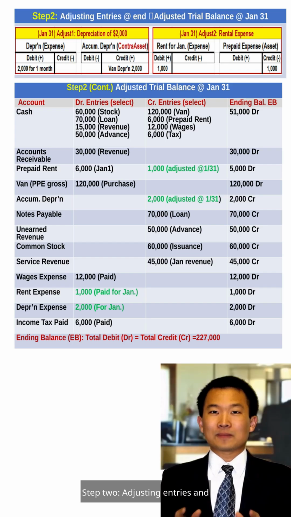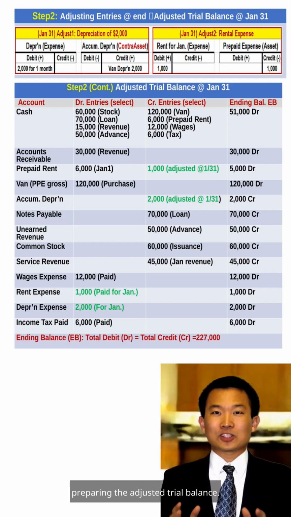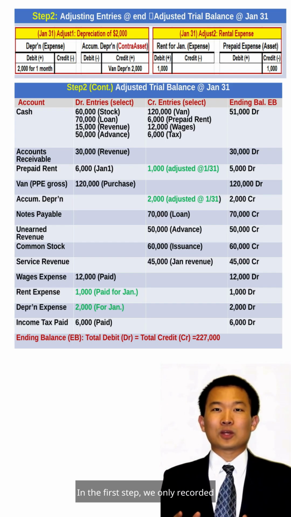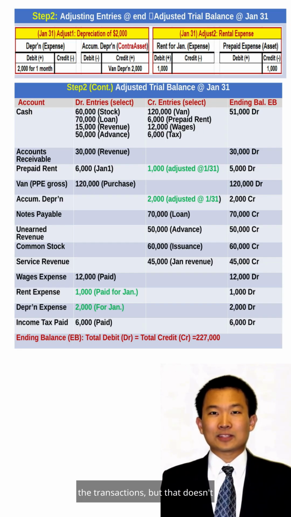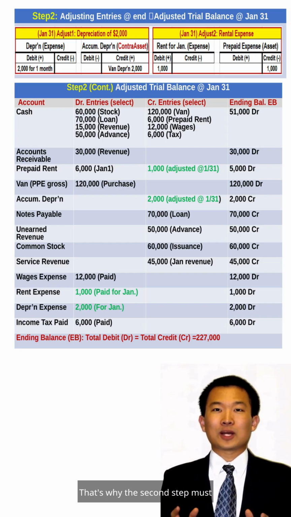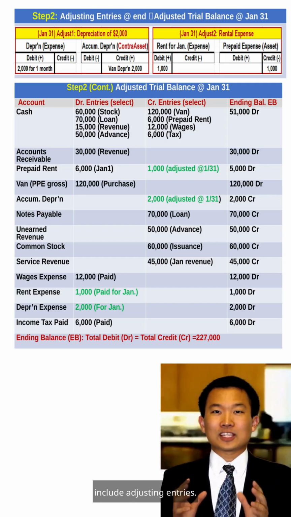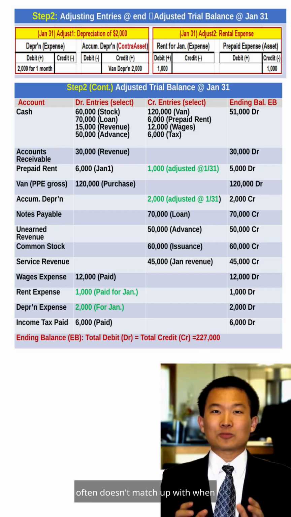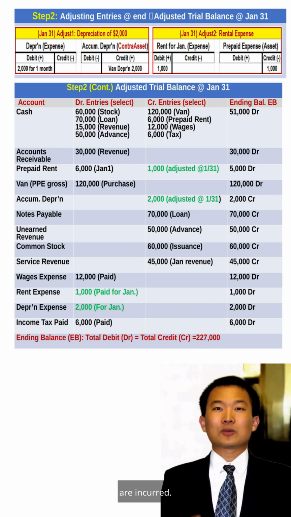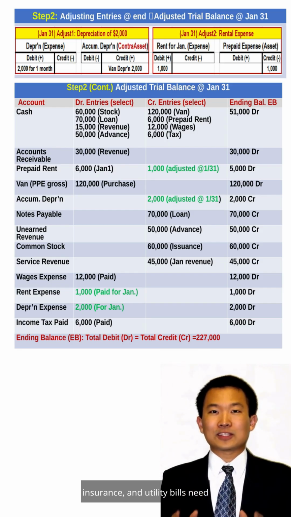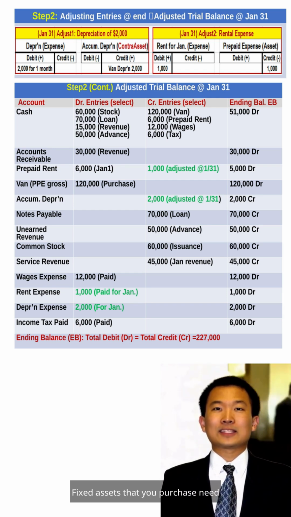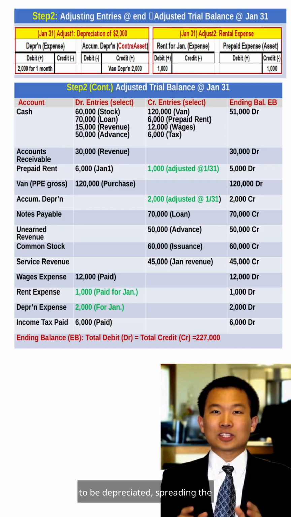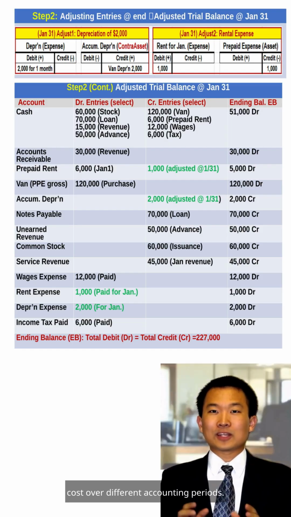Step 2. Adjusting entries and preparing the adjusted trial balance. In the first step, we only recorded the transactions, but that doesn't reflect the passage of time. That's why the second step must include adjusting entries. Why is that? Because the timing of cash flows often doesn't match up with when revenue is recognized or expenses are incurred. For example, prepaid rent, insurance, and utility bills need to be gradually expensed over the months as they're used up. Fixed assets that you purchase need to be depreciated, spreading the cost over different accounting periods.